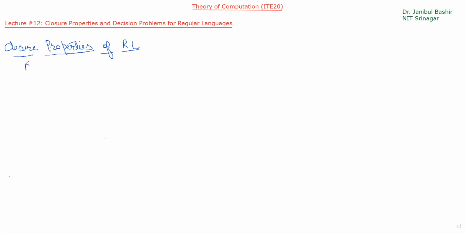So the regular languages are closed under following operations. So that means the following operations that I will be writing, those are the closure properties of regular languages. And what does that mean? That means if these operations are applied on regular language, then the new language that is generated will also be a regular language.